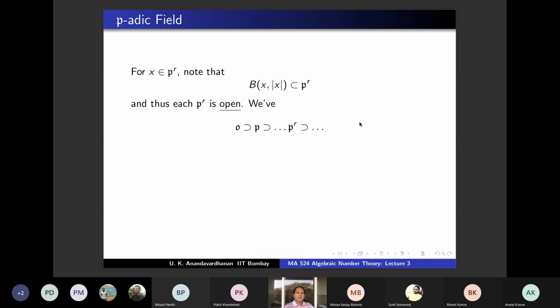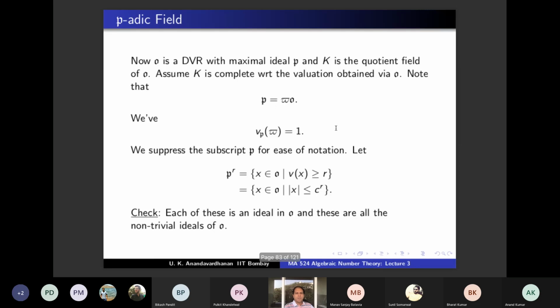And do you see this filtration? O contains P square, contains P cube, etc. Why? From the definition. Because P square means valuation is bigger than or equal to 2, P cube means valuation is bigger than or equal to 3. So what is the containment? I'm getting confused on basic things. So you want to say that P square contains P cube.